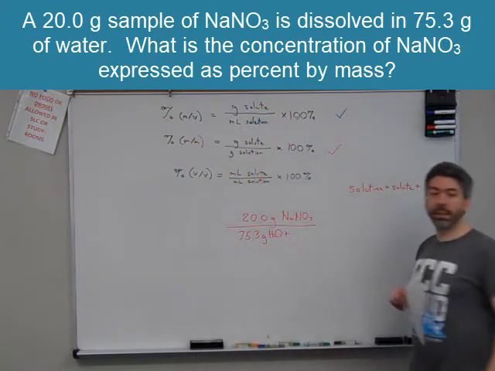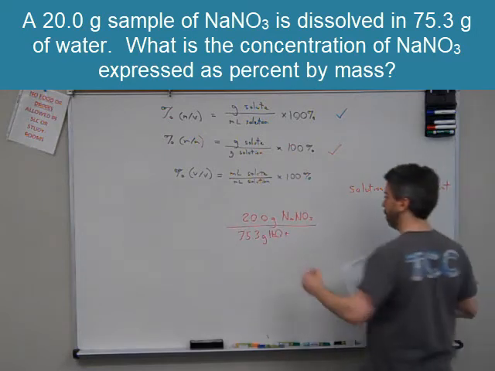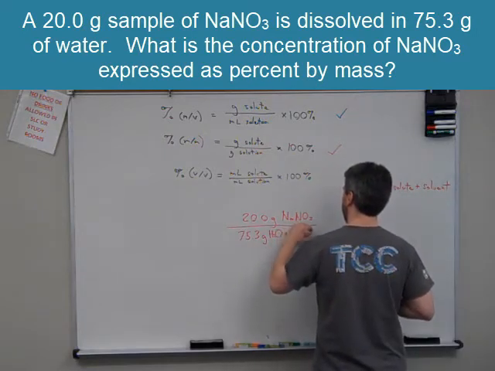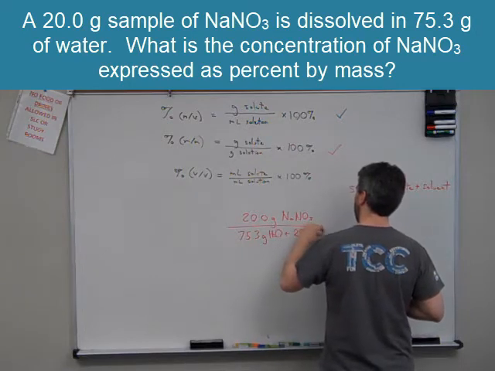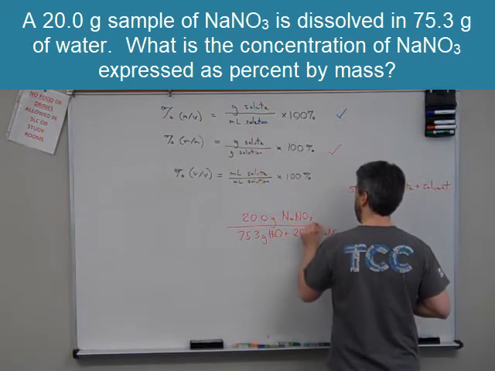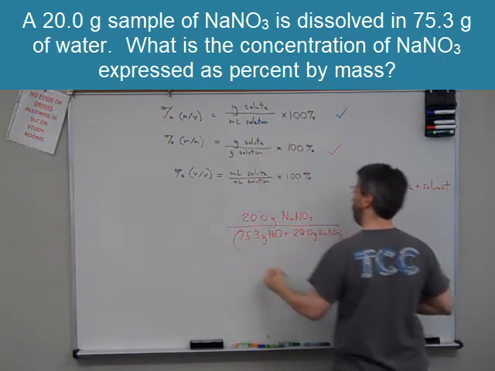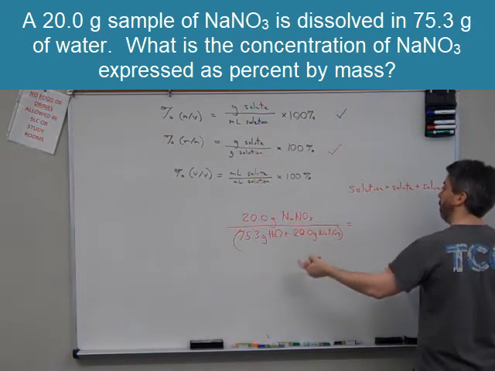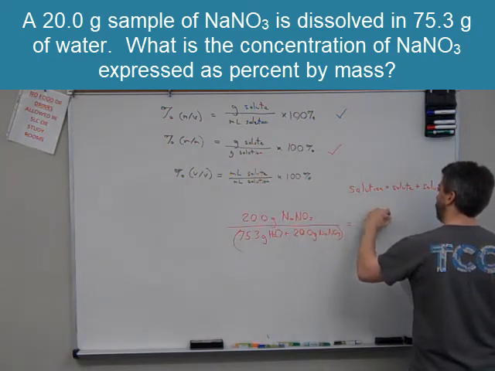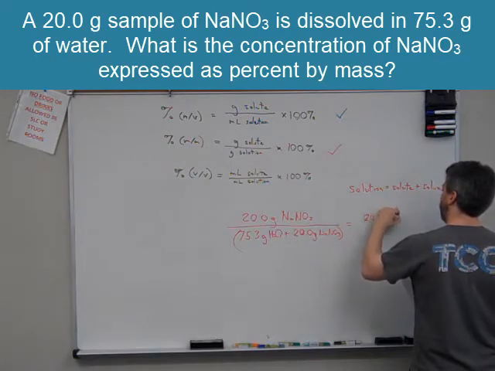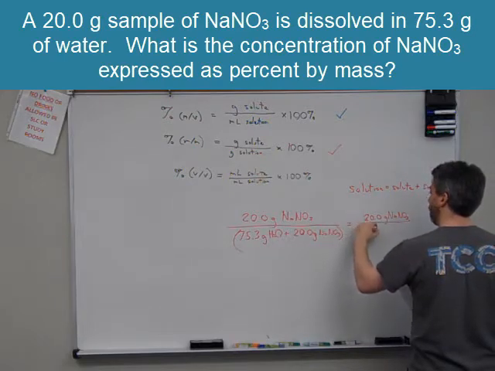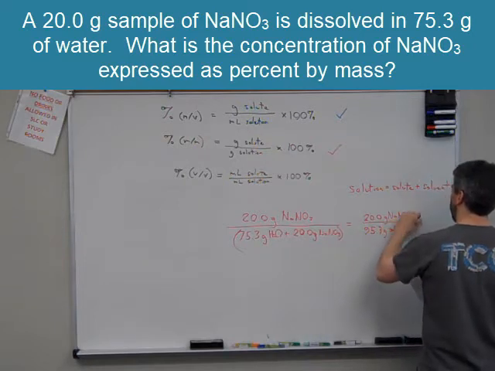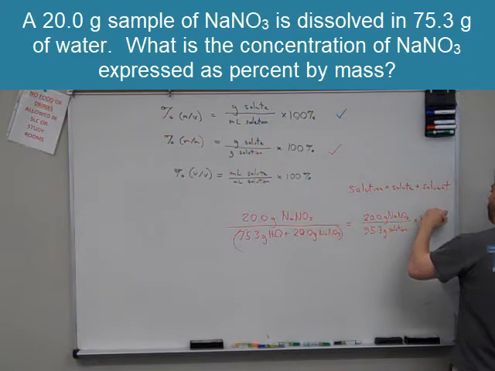What do I have to add to it to get the solution? You have to add the 20.0 grams of NaNO3. So I'm going to take 20 divided by 75.3 plus 20. So it's 20.0 grams of NaNO3 divided by 95.3 grams of solution. That's 100%.